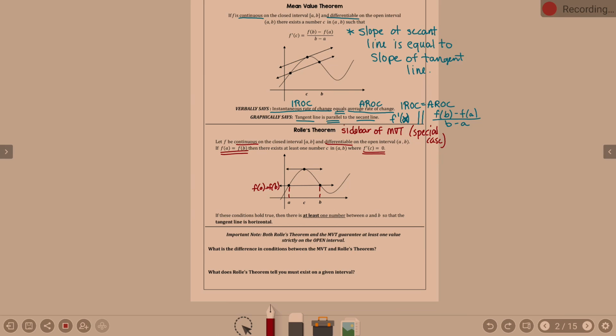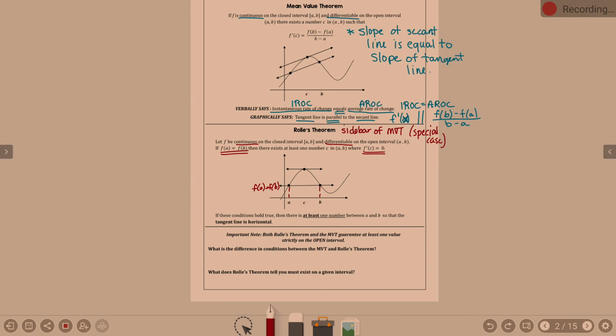Okay? So this is a special case that if f of a and f of b are the same, so if they have the same height, that means the secant line is going to be horizontal. If the secant line is horizontal, what's that mean about the tangent line? It's horizontal, and what's the slope of a horizontal line? 0. Okay, so Rolle's theorem is the specific case when these two are equal, thus creating a horizontal secant line and thus horizontal tangent line.